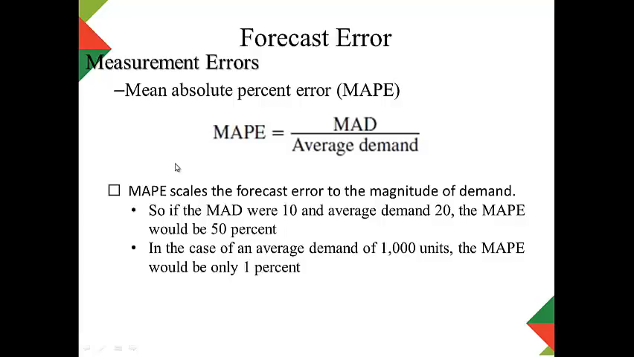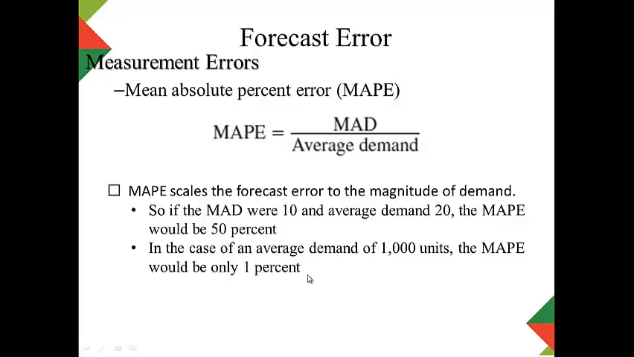Another related measurement error yardstick is mean absolute percent error. Its utility comes from the fact that it relates the mean absolute deviation to the average demand. For example, if the calculated mean absolute deviation was 10 and the average demand was 20, then 10 divided by 20 would be 50%. Whereas with the same mean absolute deviation of 10 and an average demand of 1000, the mean absolute percentage error would be 1%.